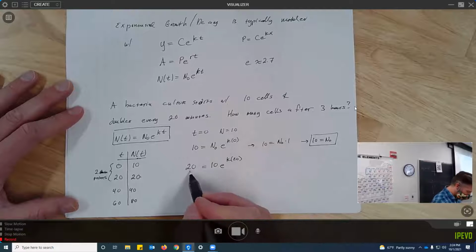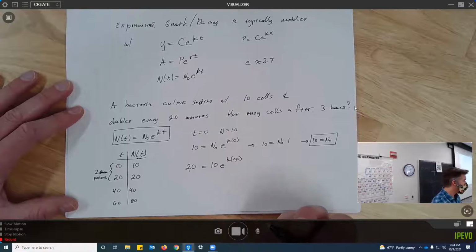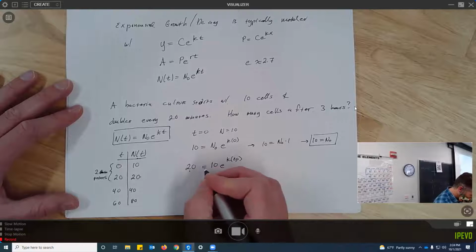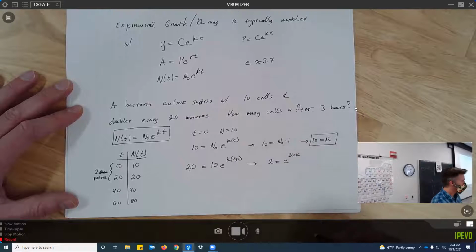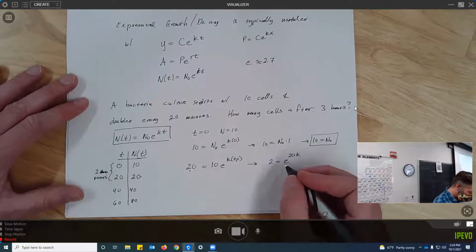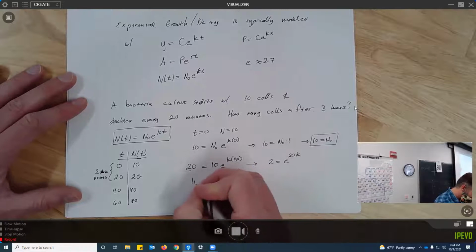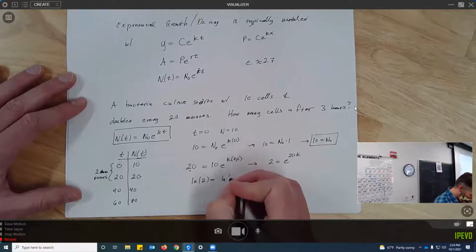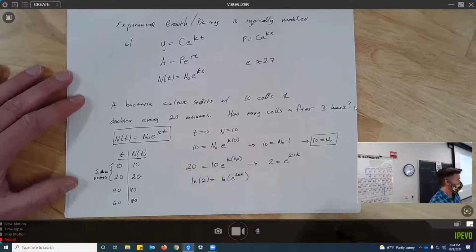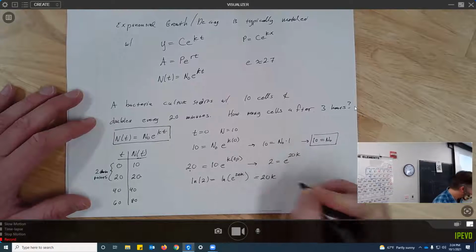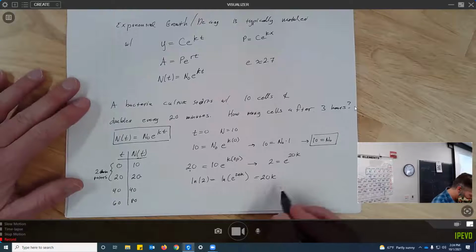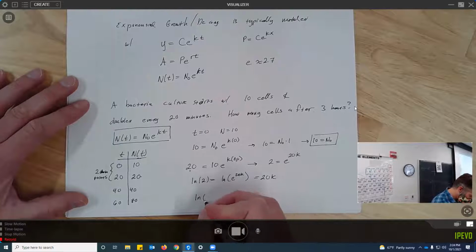We're going to plug in N equal to 20 and t equal to 20 and solve for k. So I'm going to divide both sides by 10. I get 2 equals e to the, I usually write it as 20 times k. Very standard, write the number before the letter. Then I'm going to take the natural log of both sides, so the natural log of 2 equals the natural log of e to the 20k. But the whole point of taking the natural log of e to some stuff is you just get the stuff, right? The natural log of e to the 20k is 20k. And then we divide both sides by 20, so the natural log of 2 divided by 20 is equal to k.